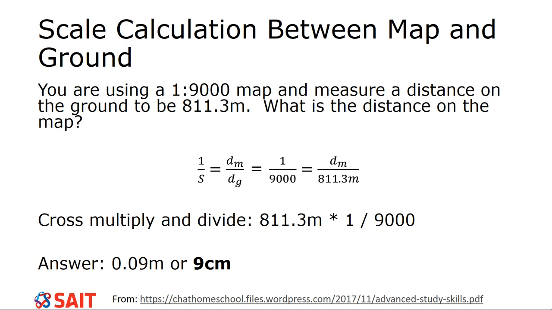So again, checking paper sizes, trying to figure out what would work. We have 1 over S equals DM over DG. So 1 over 9,000 equals DM, which is distance on the map, over 811.3 meters. So I cross multiply and divide. So I have 811.3 meters multiplied by 1, divide by 9,000. And I end up getting 0.09 meters or 9 centimeters.